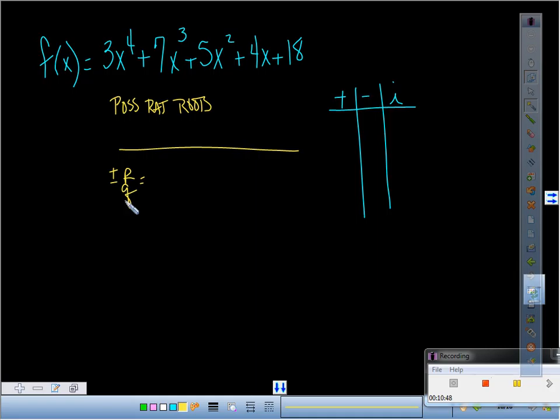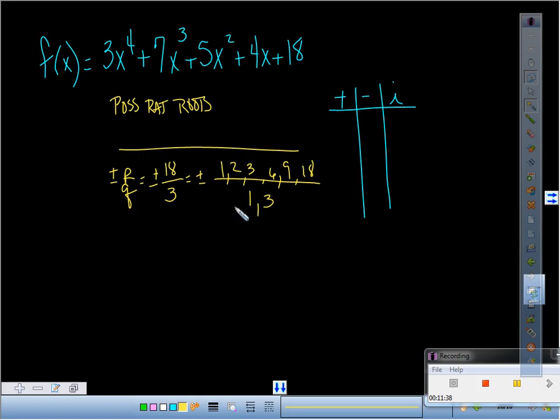So plus or minus P over Q, right? So the last are first and the first are last. So it's plus or minus the factors of 18 over 3. Do I want to reduce this? No. Don't reduce it, people. You knocked out a whole bunch of possibilities. So plus or minus the factors of 18: 1 and 18, 2 and 9, 3 and 6. 4 and nothing, 5 and nothing. Factors of 3 are 1 and 3.